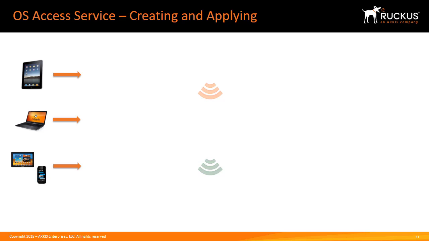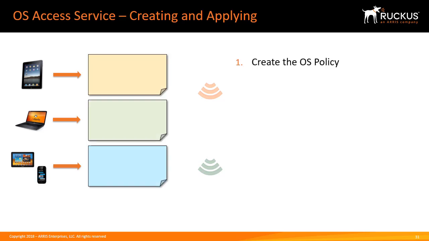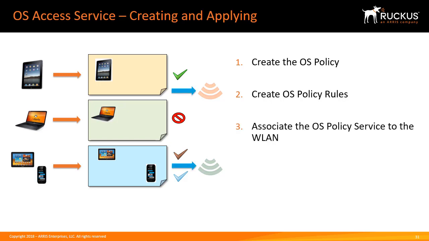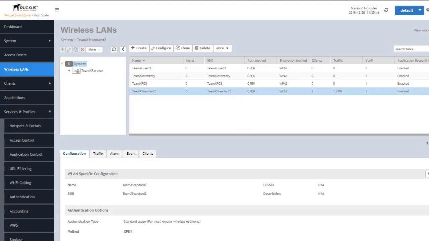You should now be very familiar with the process of creating policies. Again, it's create the policy, create the rules, and then apply the policy to the wireless LAN that you so choose. Once applied to the wireless LAN, the policy takes effect immediately. Now let's demonstrate that in SmartZone.